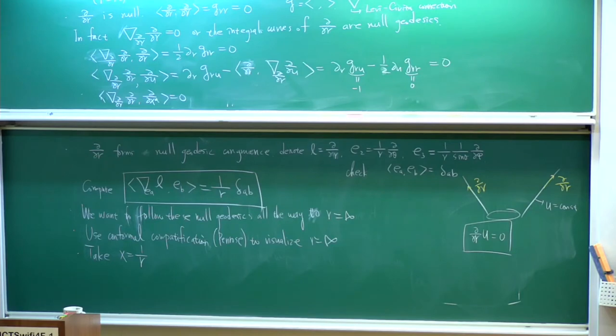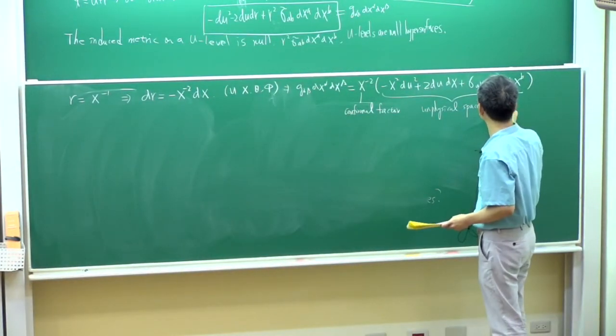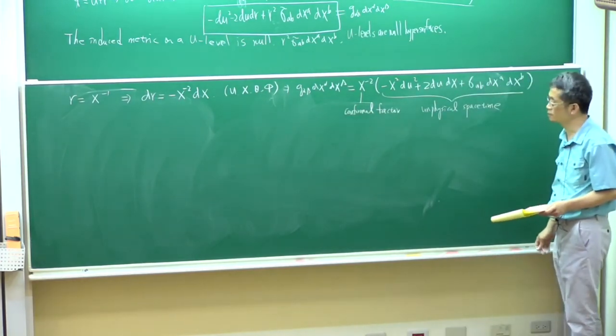This is a very simple calculation. You replace your dr and r by this formula, and you're going to see this one here. Okay, and we're going to consider this one here as a conformal factor. And you can see that of course when x becomes zero, this becomes infinity. So you actually go out to infinity, and this is called an unphysical space time. So you write down your original metric as a conformal factor times the physical space time.